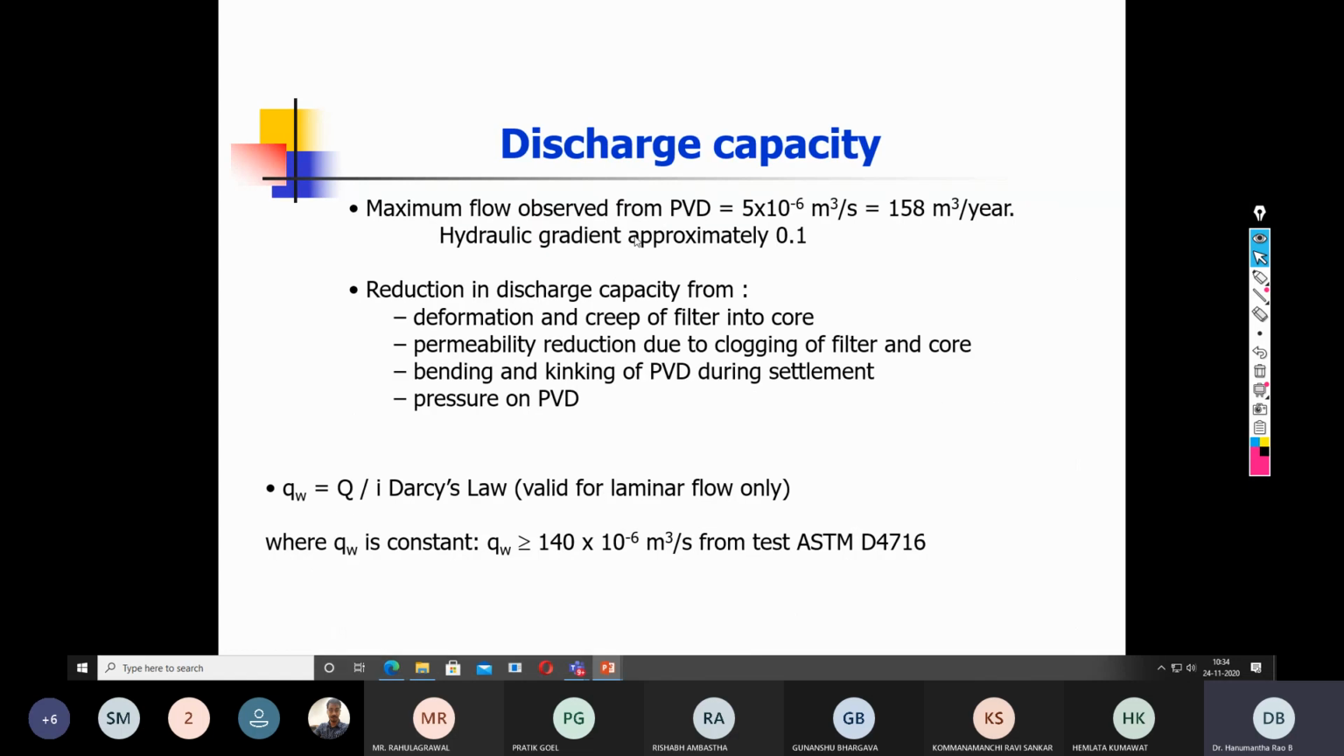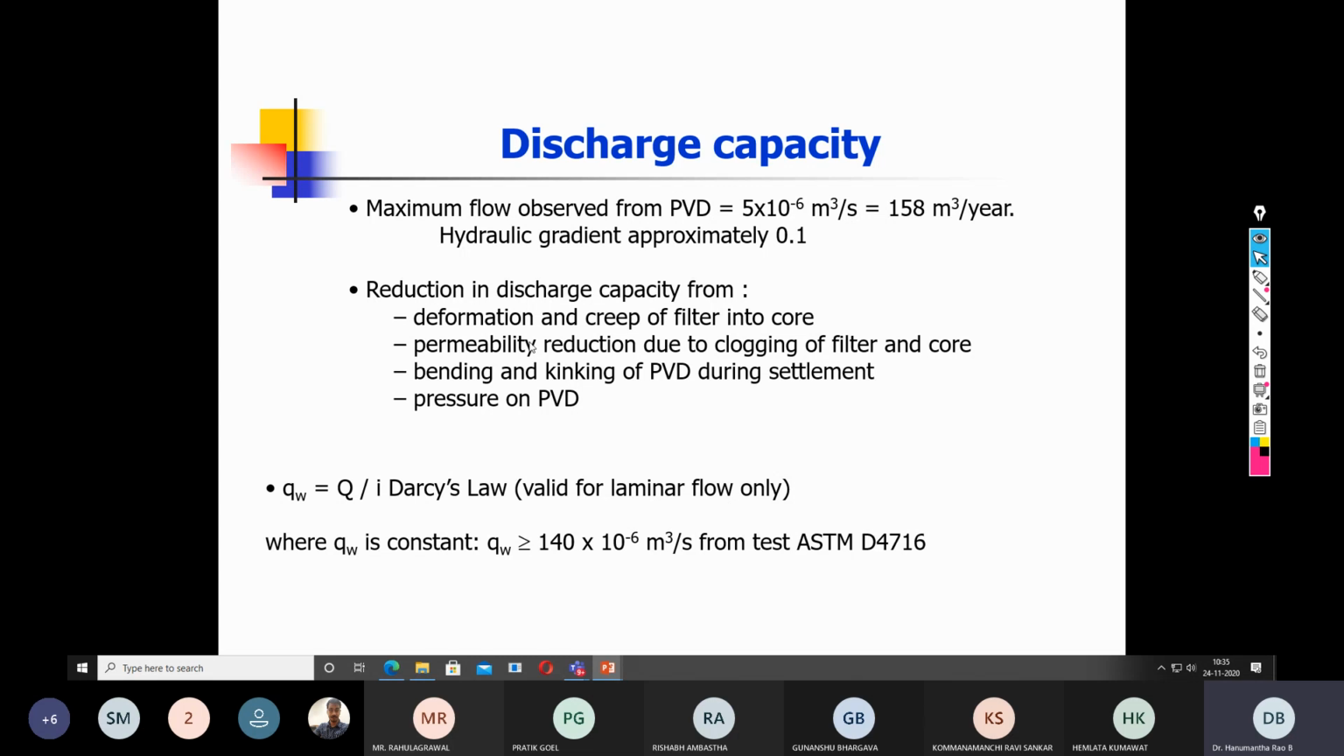And the maximum flow observed from PVD is 5 into 10 power minus 6 cubic meter per second. So that is 150 cubic meter per year. That means this much amount of water they can dewater from the soil sample in a year. It's a huge quantity, with a hydraulic gradient of approximately 0.1.